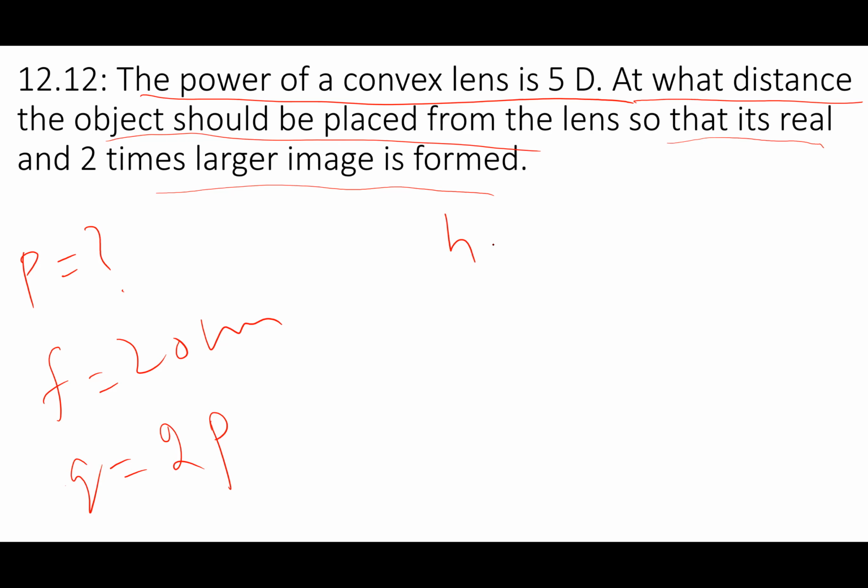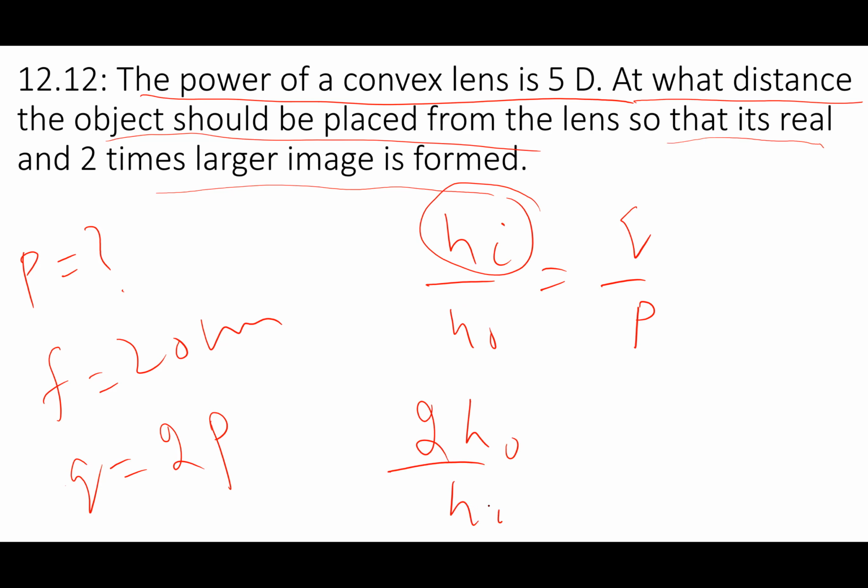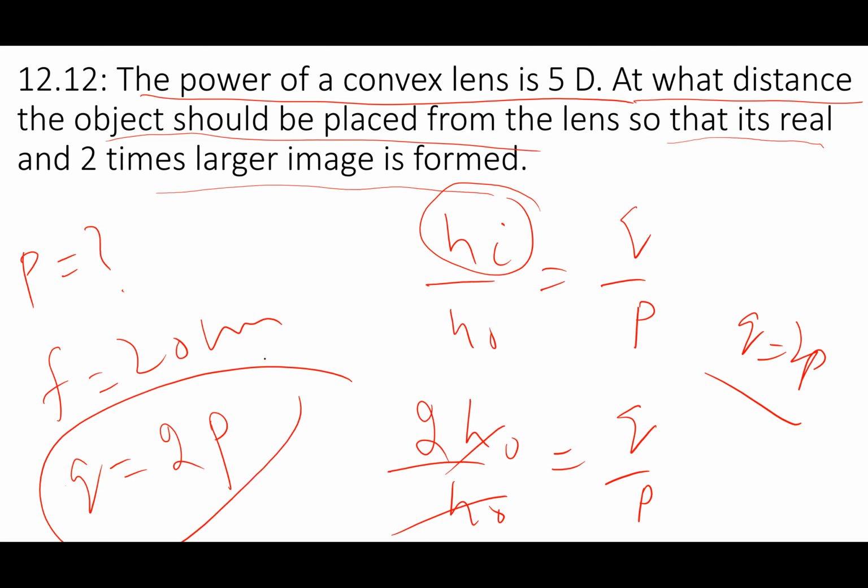Height of image to height of object is equal to q by p. Height of image is 2 times that of height of object. So 2 times height of object divided by HO is equal to q by p. This is cancelled, so q is equal to 2p. You take it directly or you want to do it, your choice.